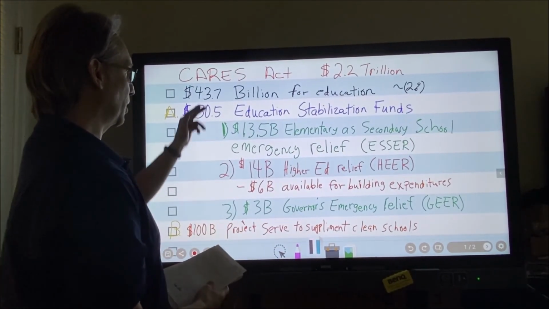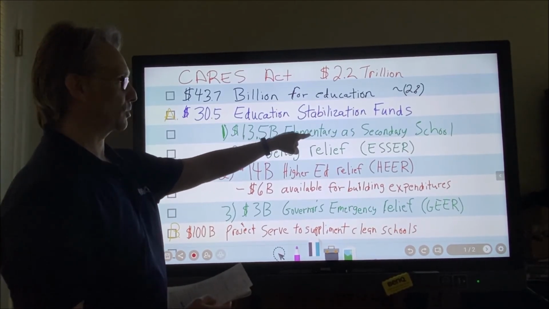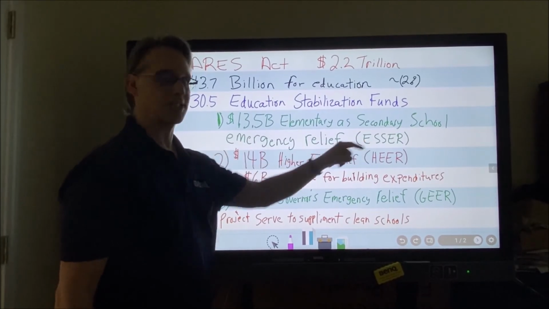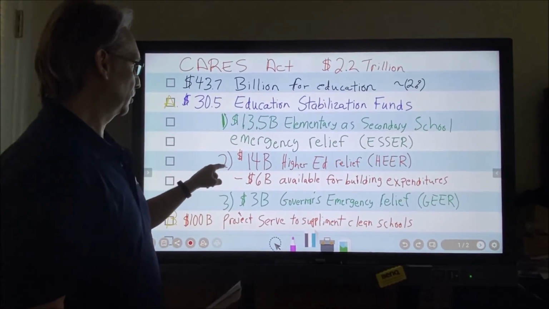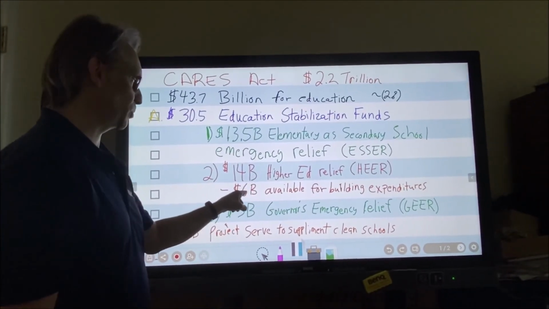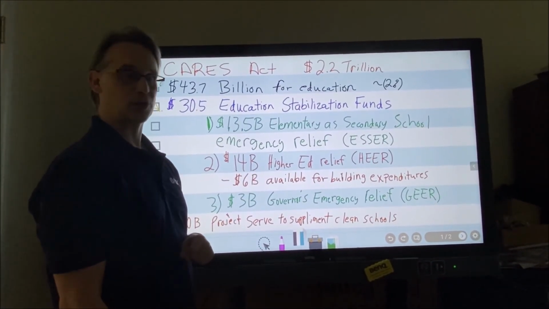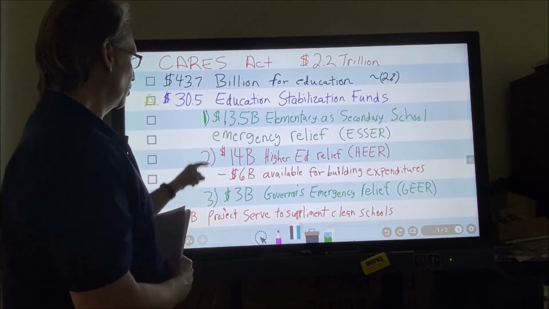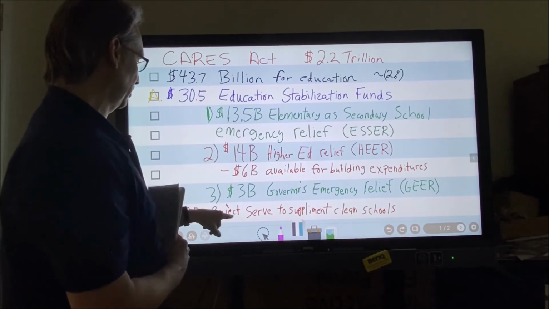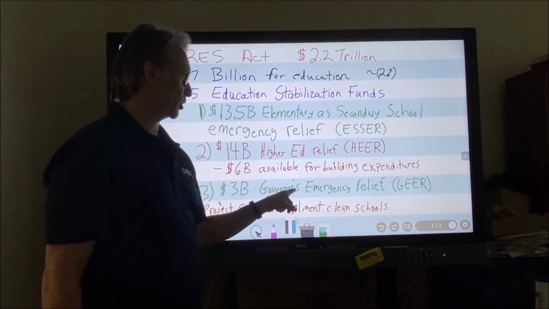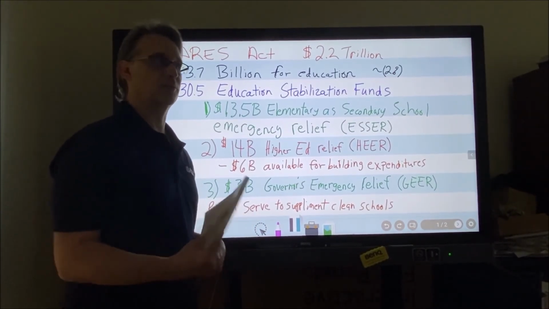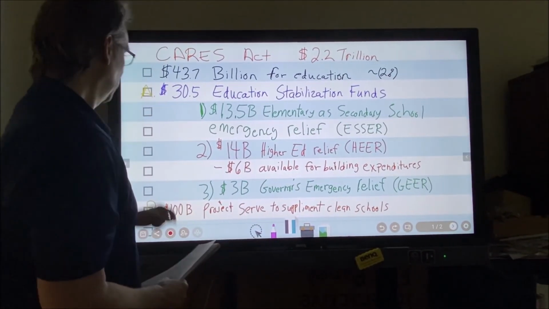And how that's broken out is 13.5 billion of that goes to the elementary schools, the emergency relief fund, ESSER. 14 billion goes to the higher ed relief fund, of which 6 billion is available for building expenditures. And the remaining 3 billion of that 30.5 billion is for the governor's emergency relief funds, GEER, and they have flexibility on how to use it.